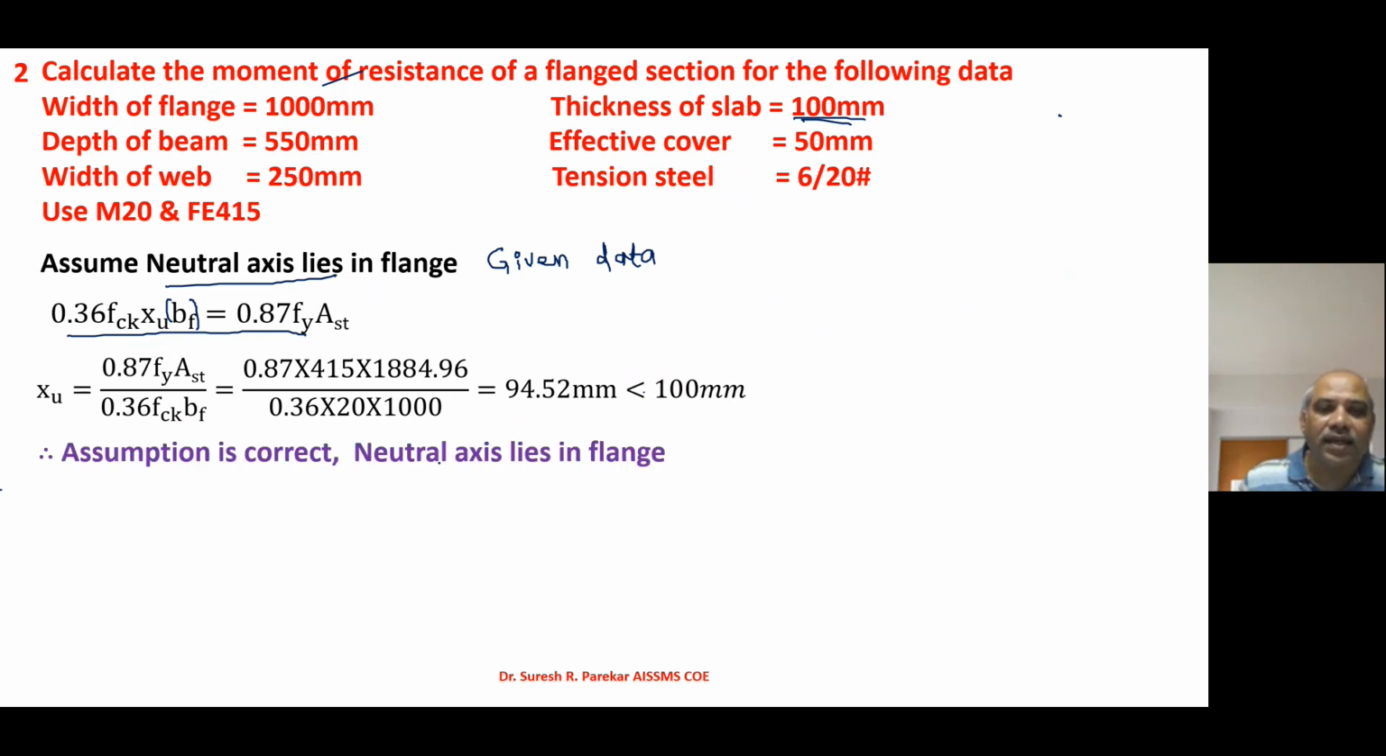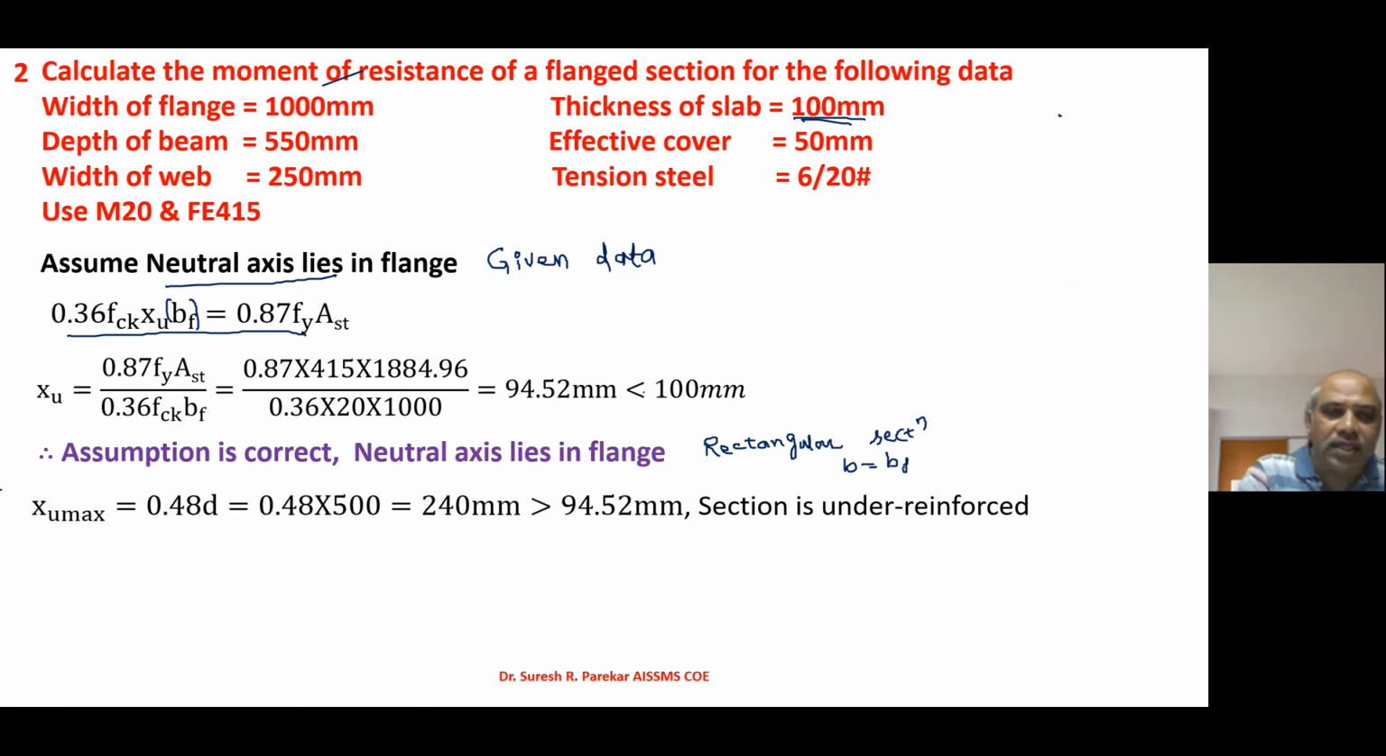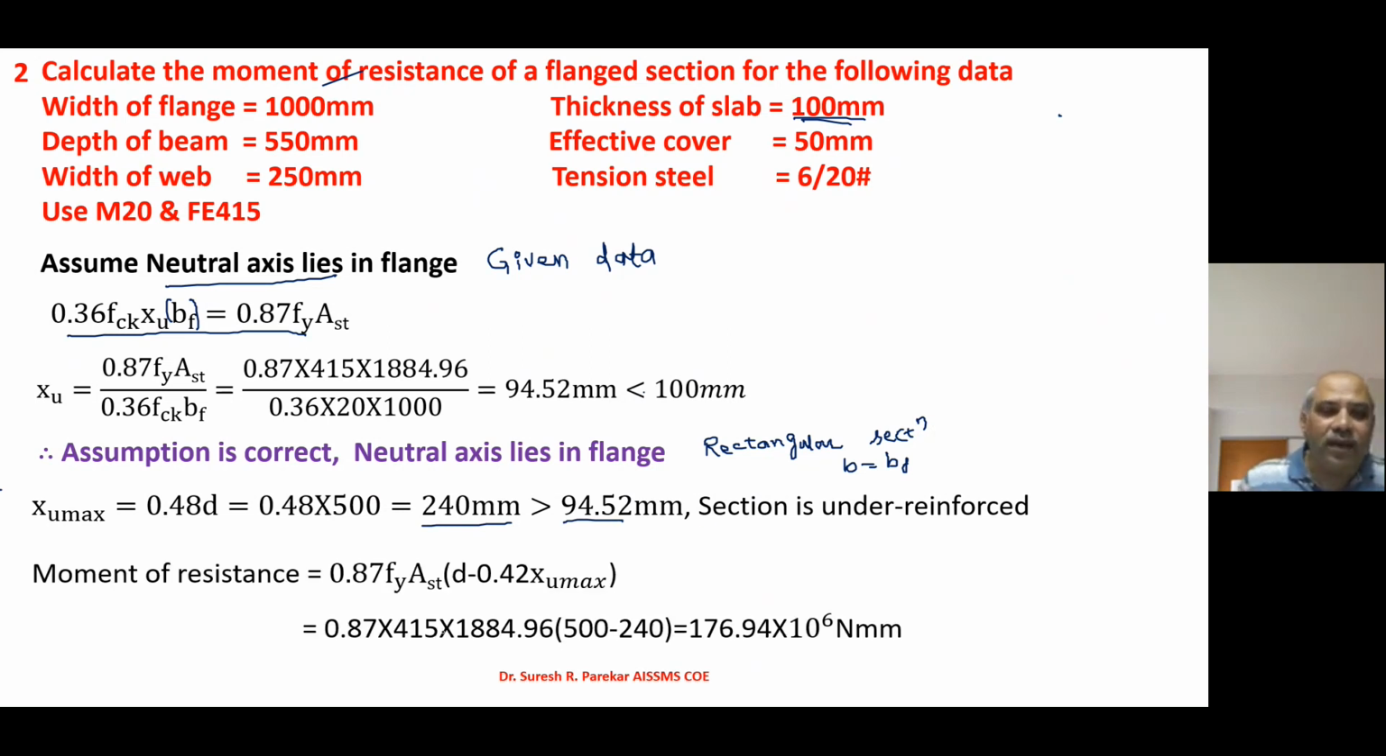So the assumption is correct. The neutral axis lies in the flange, and it will act as a rectangular section with B equal to Bf. Now you can see Xu max we have is 240... sorry, 94, which is greater than 94.52, so the section is under-reinforced, and we can find the moment of resistance. You can use any formula.